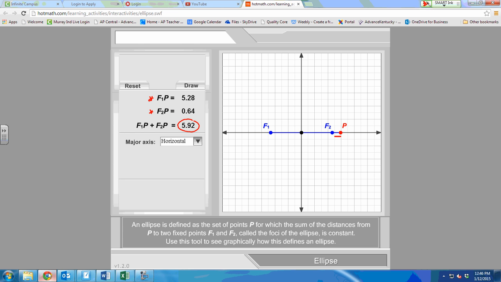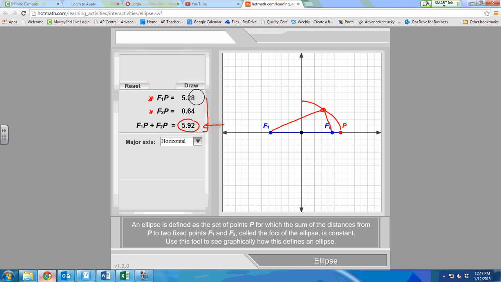All right? Now, if you watch this as we go, I'm going to hit draw in a second, and this point right here is going to start drawing an ellipse. Okay? And it's going to go all the way around. It's going to follow that point all the way around. If you look over here, this 5.92 won't change. All right? The distances from the focus to the point, those will change. But the sum of those distances will not change.